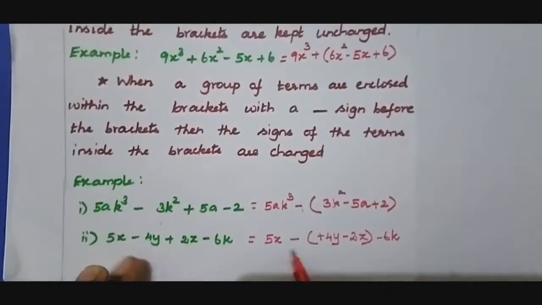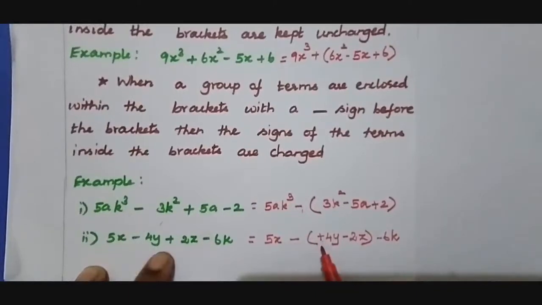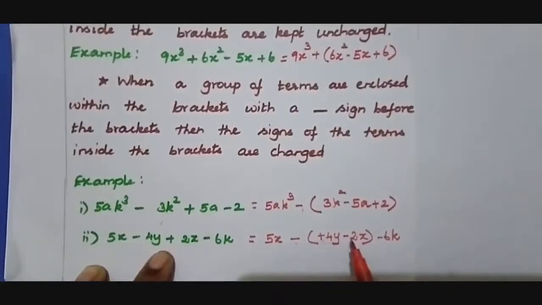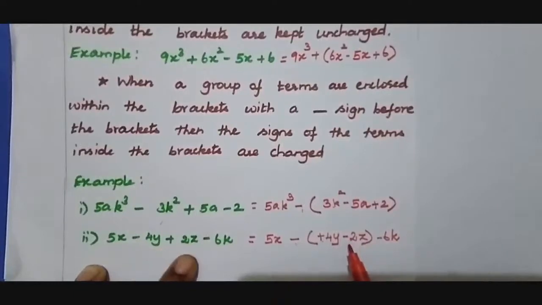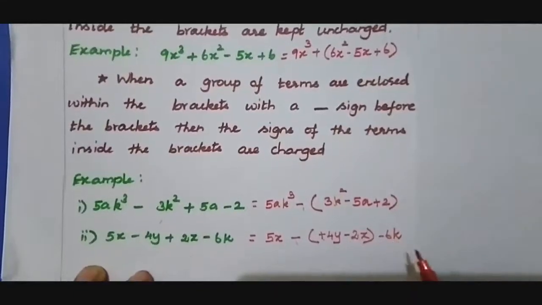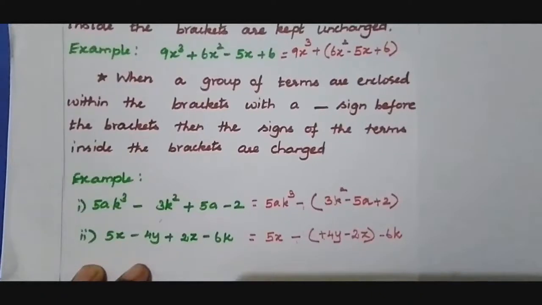You can cross check your answer. 5x, minus into plus is minus 4y. Minus into minus is plus 2z. Minus 6k. Is it clear, children? Yes.